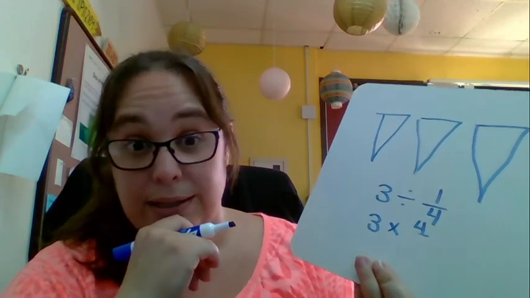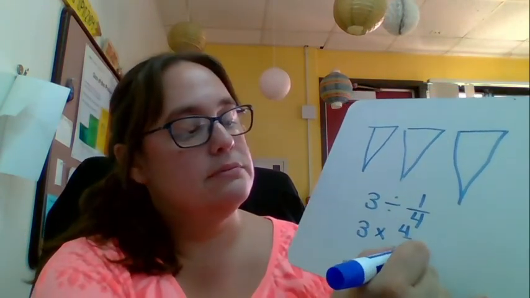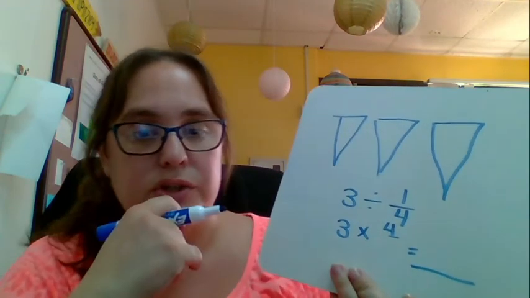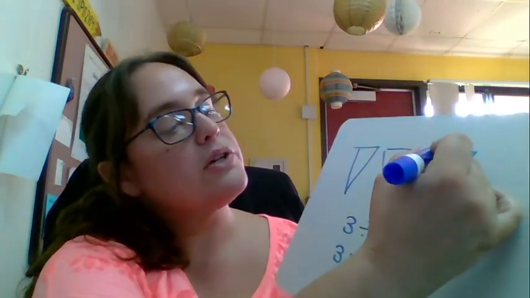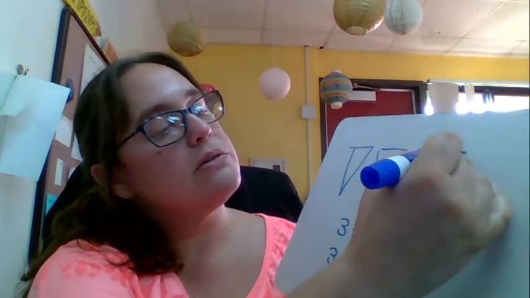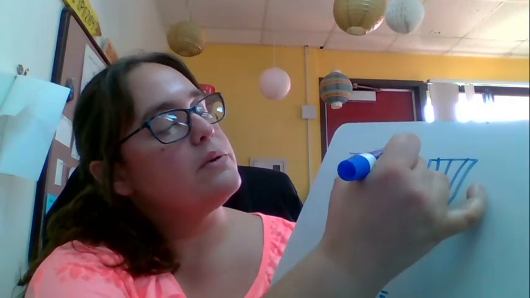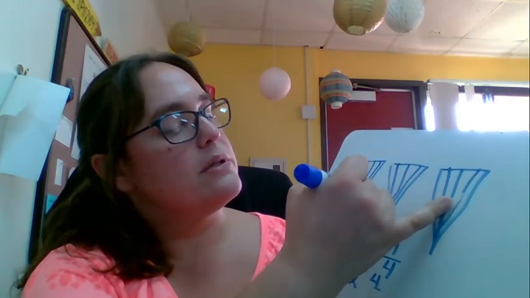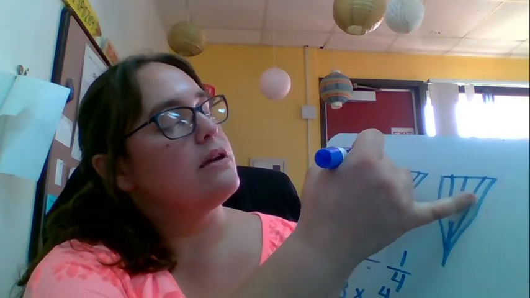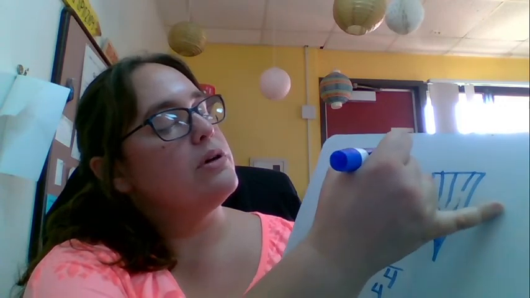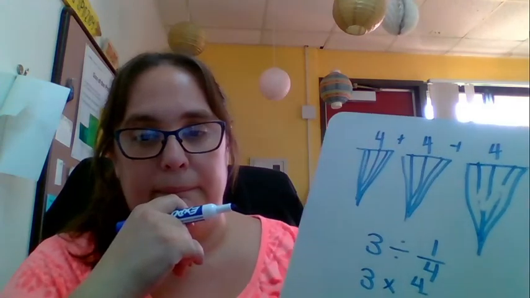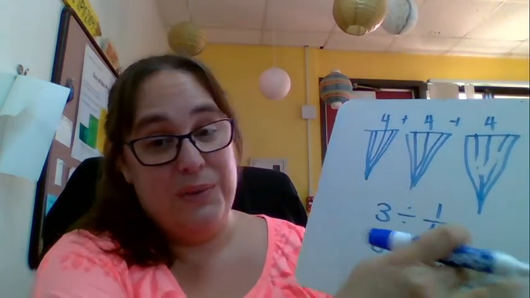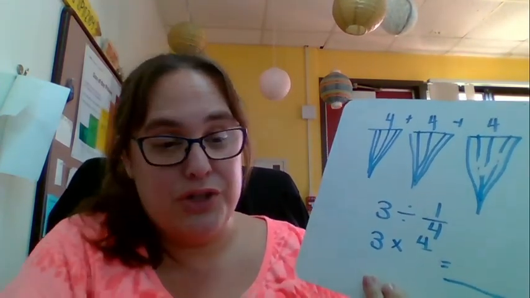3 times 4 is, and you need your label. And you can even picture that because I'm going to cut this into 4 pieces. I'm going to cut this one into 4 pieces. And I'm going to cut this one into 4 pieces. So I get 4 pieces here, plus 4 pieces here, plus 4 pieces here. That tells you how many pieces you get. Don't forget your label.